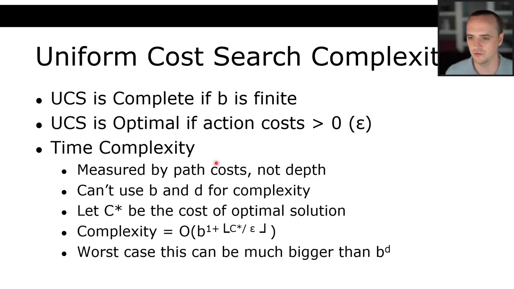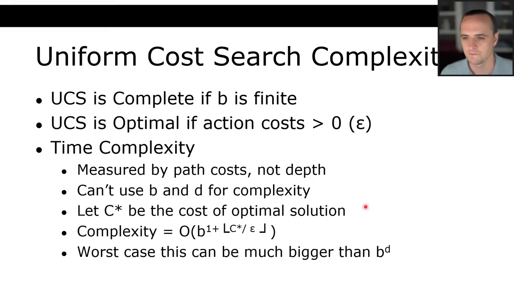I just wanted to show this to have it there, okay? So the time complexity is measured in path costs, not in depth. So we can't really use B and D for the complexity. If we have C star be the cost of the optimal solution, then this is our complexity, which in the worst case is much, much bigger than B to the power of D. So this search will be complete and it will be optimal. However, our time complexity is going to be worse than breadth first search, okay?